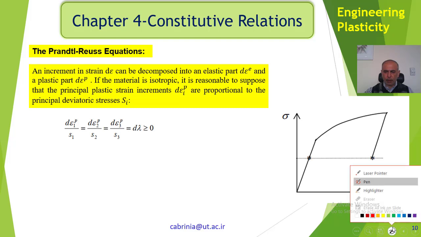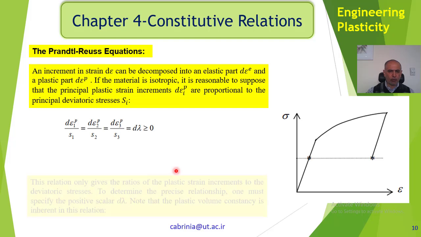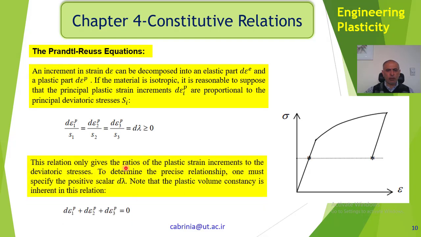Right. Let's see what we have here. Now this relationship only gives the ratio of the plastic strain increments to the deviatoric stresses, as I explained. To determine the precise relationship, one must specify the positive scalar d lambda. Note that the plastic volume constancy is inherent in this relationship. Before going to that, let me explain d lambda. Obviously, d lambda we say is an instantaneous constant. For any problem, we should find out this d lambda. That's what I'm going to do in the next slides.